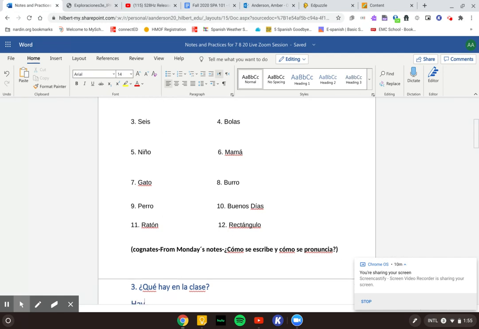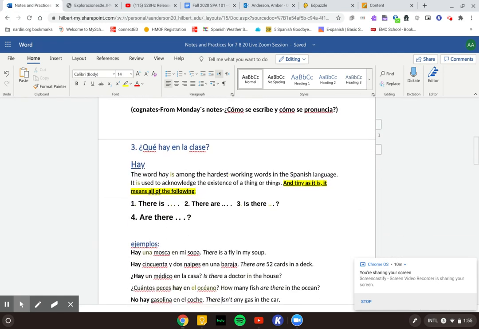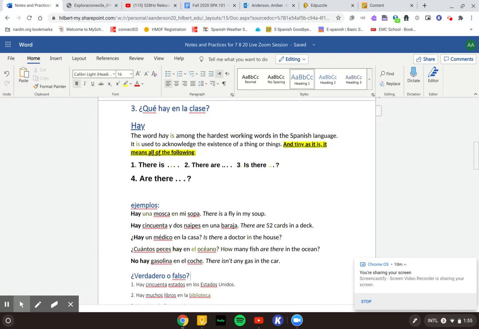The next thing that we did in class today is we talked about the verb hay. And hay, as it says here, is among the hardest working words in the Spanish language. It's used constantly. It has 4 meanings. So if I said something like, hay 5 estudiantes en la clase de español, I am saying that there are 5 students in class. Hay un burro en la clase. There is a donkey in the class.